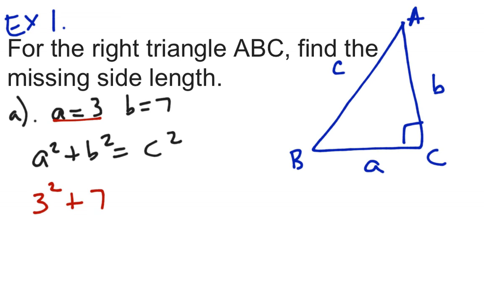And for B, 7 squared, and then I have to calculate what C is. Remember, I don't want C squared, I want just C by itself. That's the missing side length. But I'm starting out with the Pythagorean theorem.